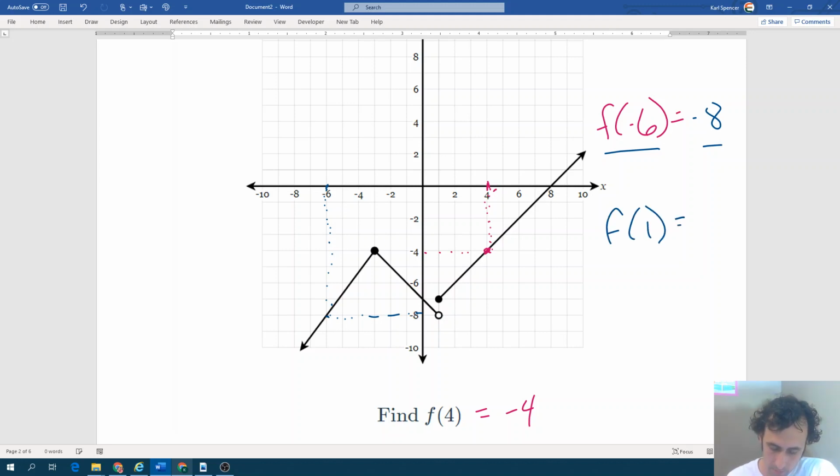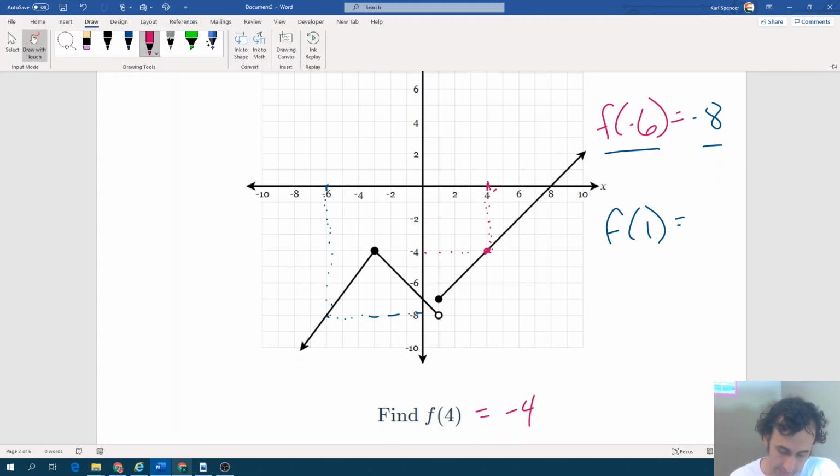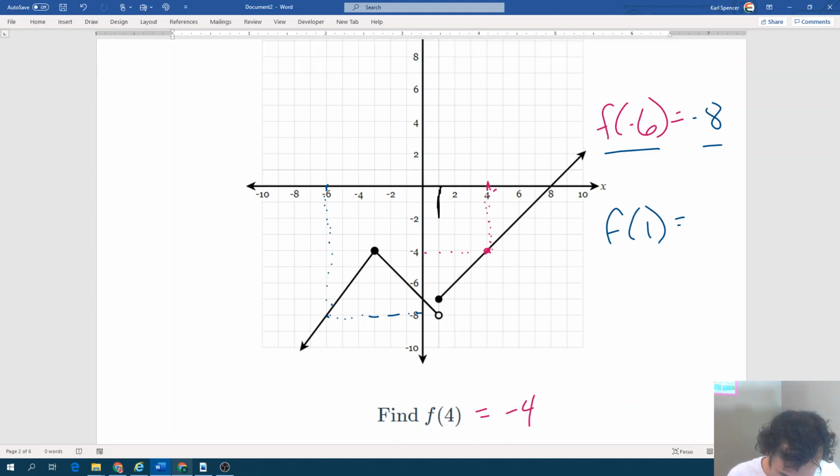How about this one? Let's try one more. What happens when our x value is positive 1? So again, positive 1 right here. Let's see. If we go down, something interesting happens. There's 2 points. There's this closed circle, and then there's this open circle. Well, which one are we going to use?